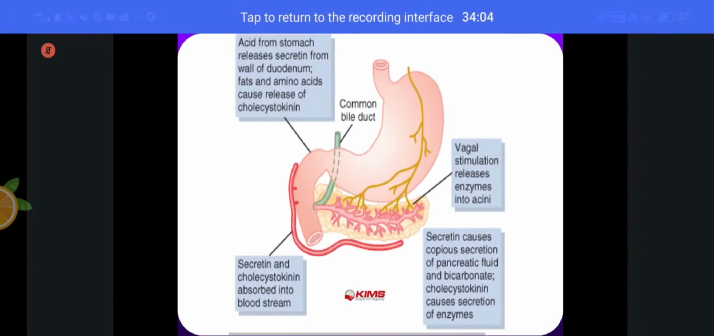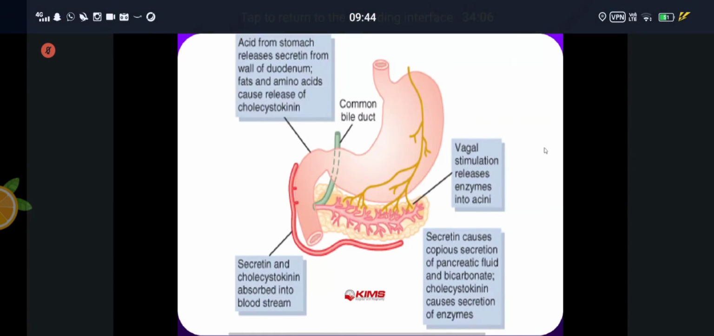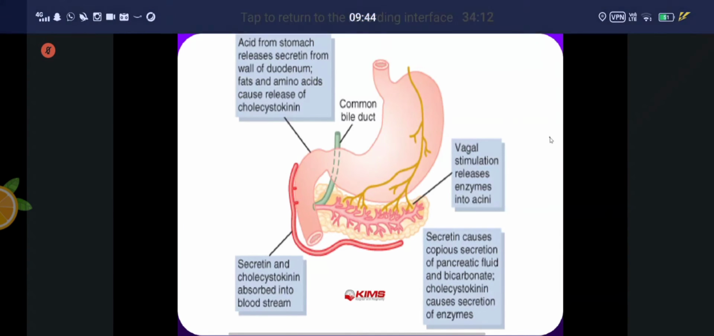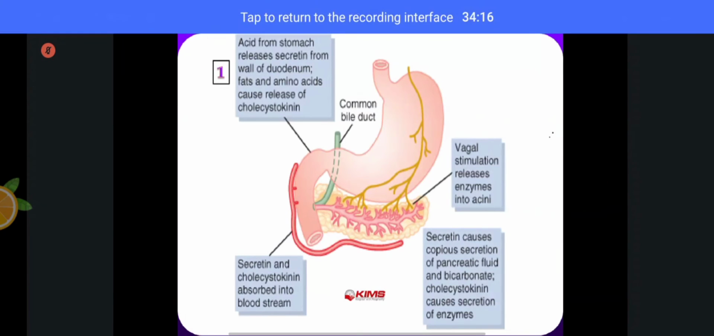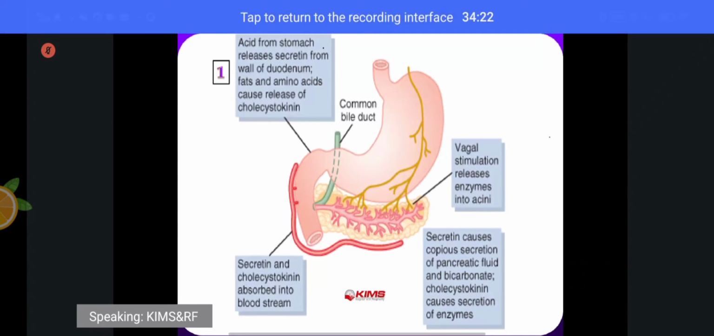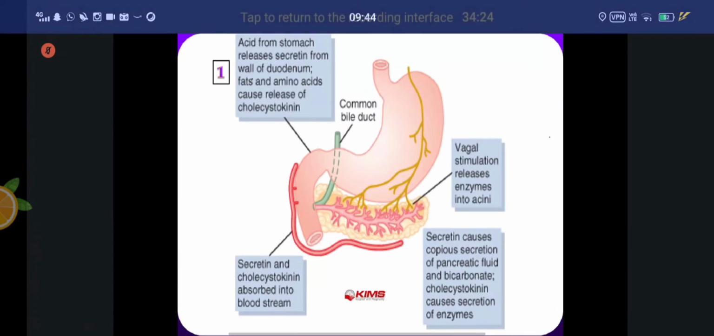So this is a summary of the chart. You can see here, this is from Guyton. Let's take number 1. Number 1 here, on the top left-hand side of the screen. Acid from the stomach releases secretin from the wall of the duodenum.